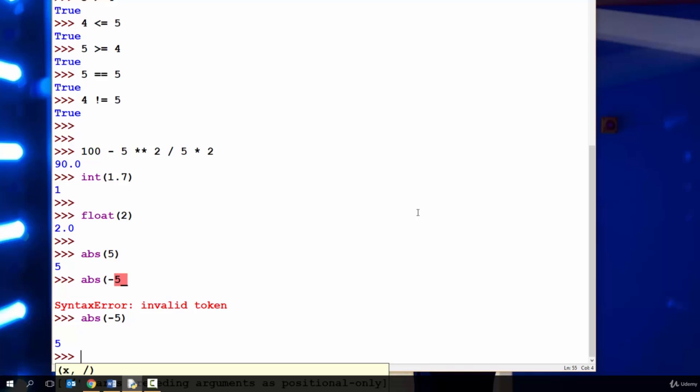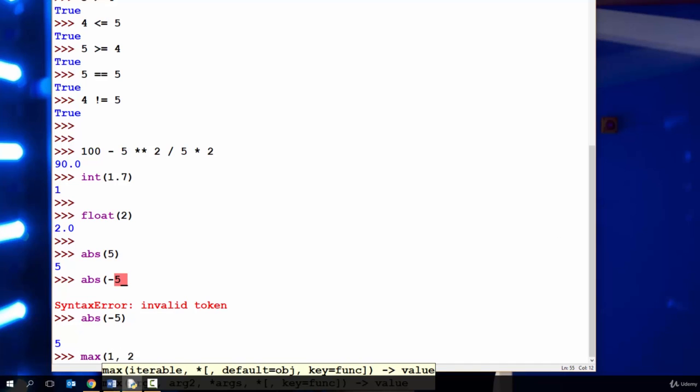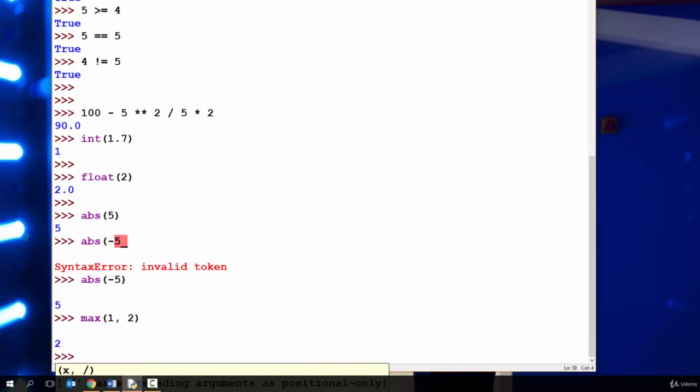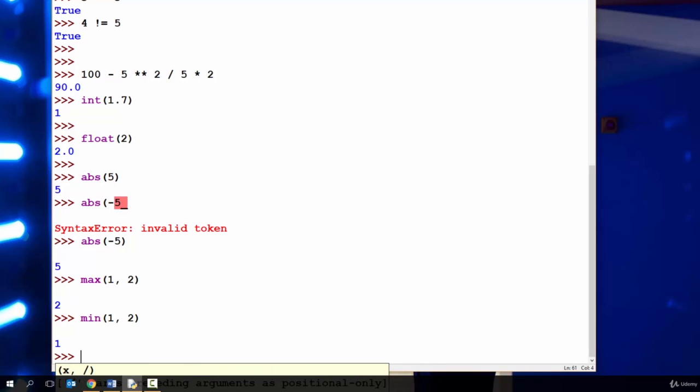Next, let's start comparing two numbers. Let's use the max function for this. So max between 1 and 2 separated by a comma returns 2 because 2 is the largest number in between parentheses. Also, we have the min function, min between 1 and 2 will return 1 because this is the smallest number in between parentheses, of course.